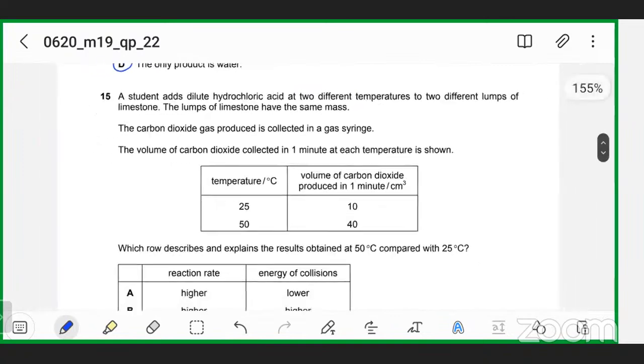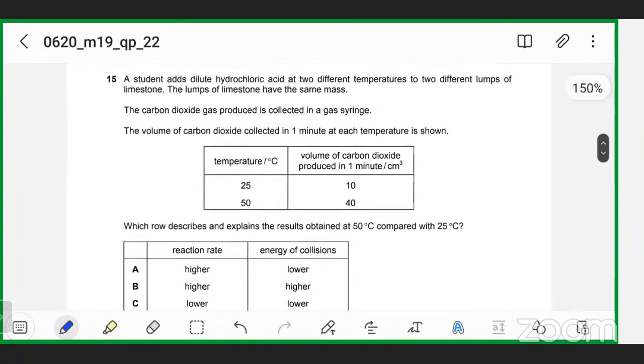Now next one, a student adds dilute hydrochloric acid at 2 different temperatures to 2 different lumps of limestone. So dilute hydrochloric acid to 2 different lumps of limestone, and basically limestone क्या होता है? That's calcium carbonate, right? So he's adding HCl to it. So acid plus carbonate क्या होता है? Salt, which is calcium chloride, plus water plus carbon dioxide.